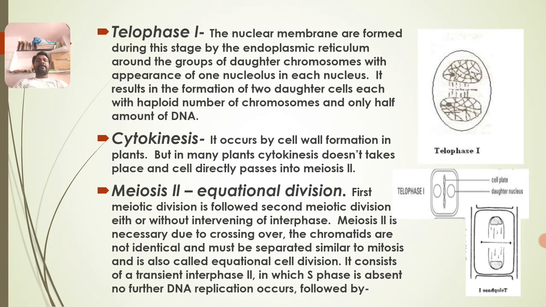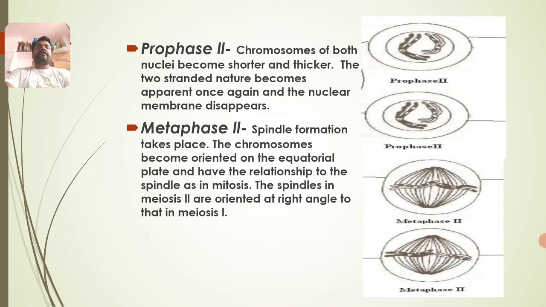If interphase II happens, there is no DNA replication, and the S phase, the synthetic phase in which DNA duplicates, is absent. That meiosis is followed by the stages prophase II, metaphase II, anaphase II and telophase II. Now let us study the first one, prophase II.